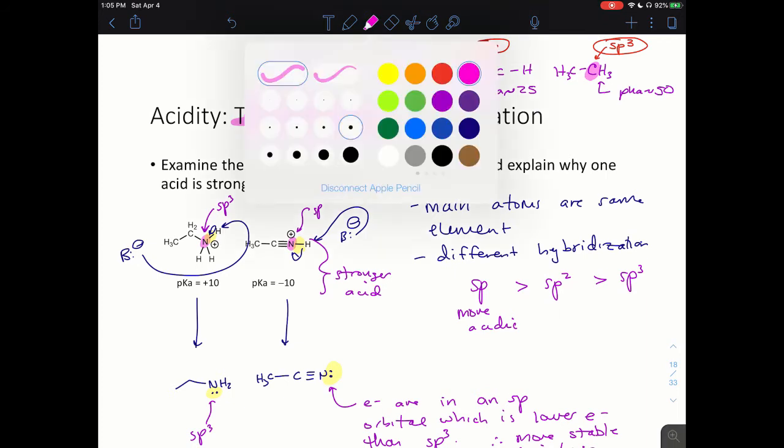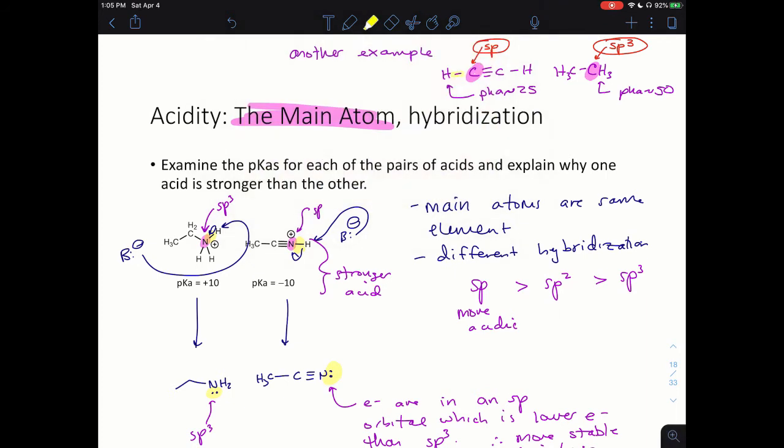That means the electrons in this bond between the acidic hydrogen and carbon will end up in an sp orbital versus, oops, not those electrons, the electrons in one of these implied bonds. Let's draw it in. The electrons in that bond will end up in an sp3 orbital. Sp is lower energy, thus the alkyne is more acidic.